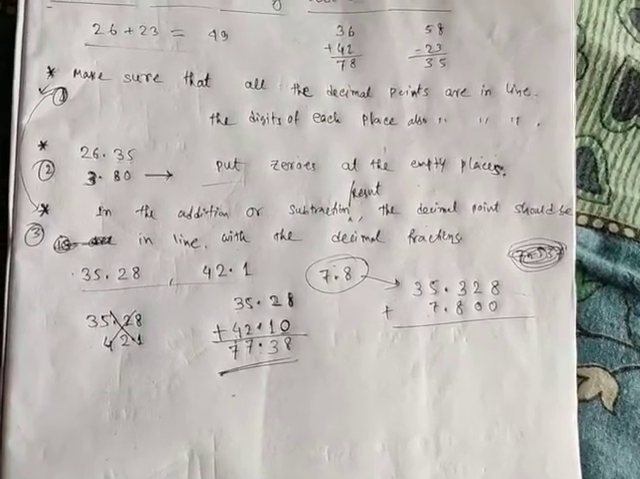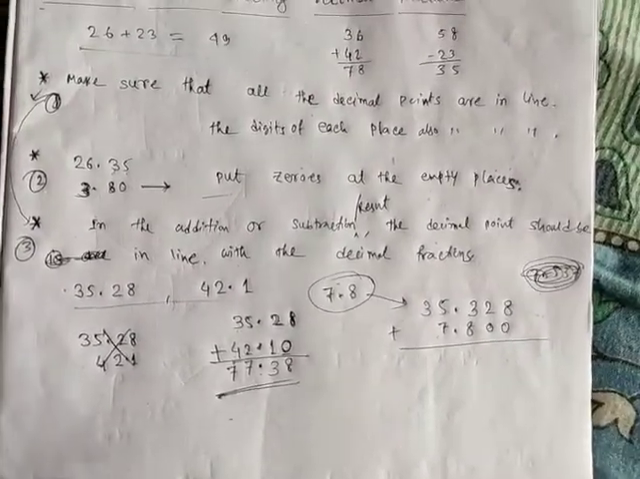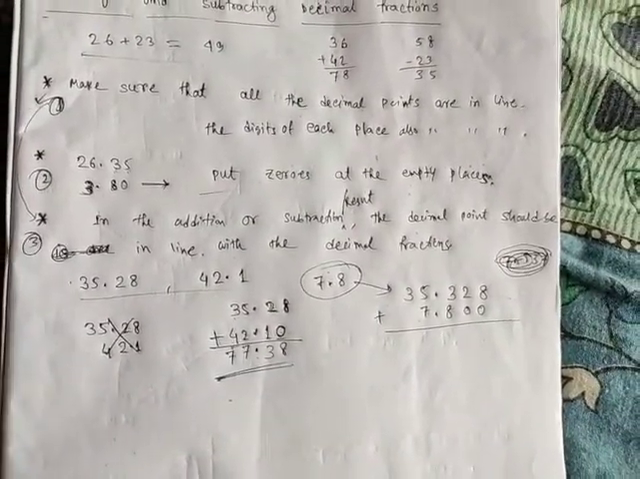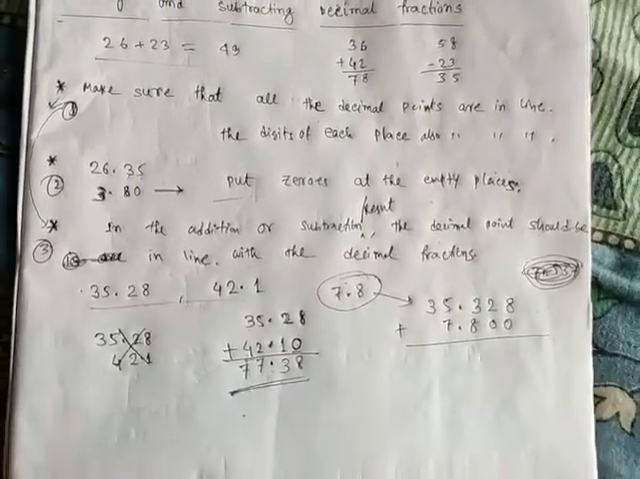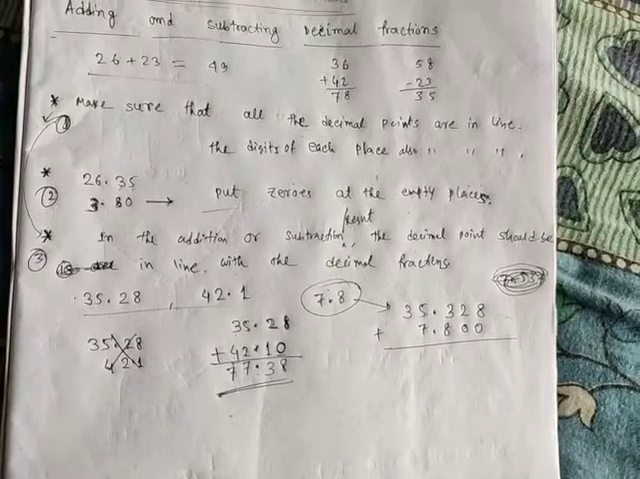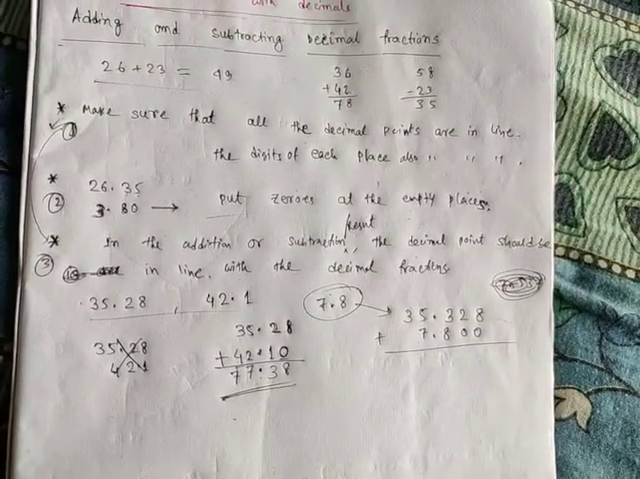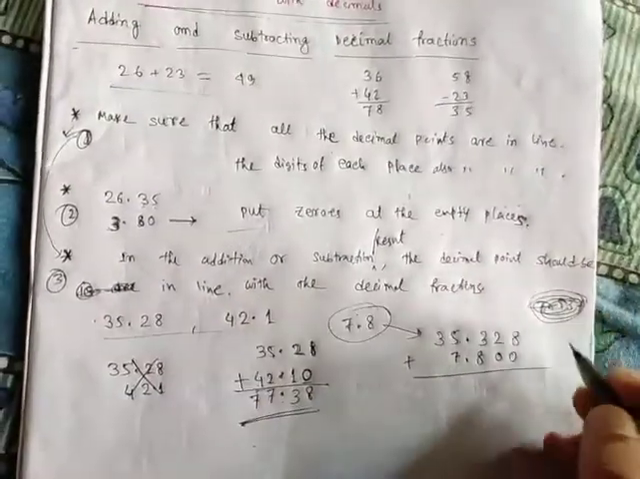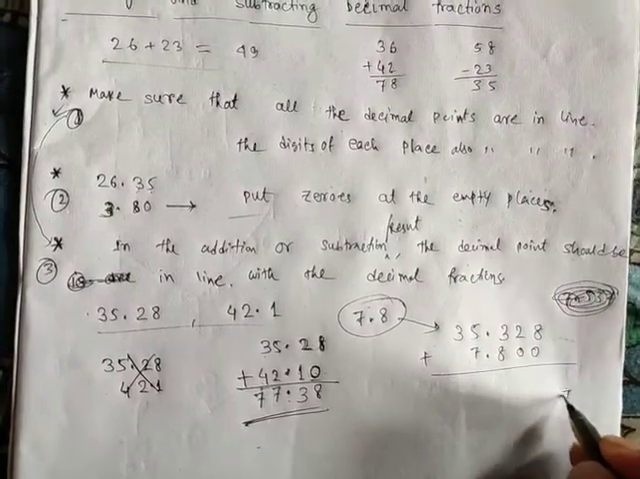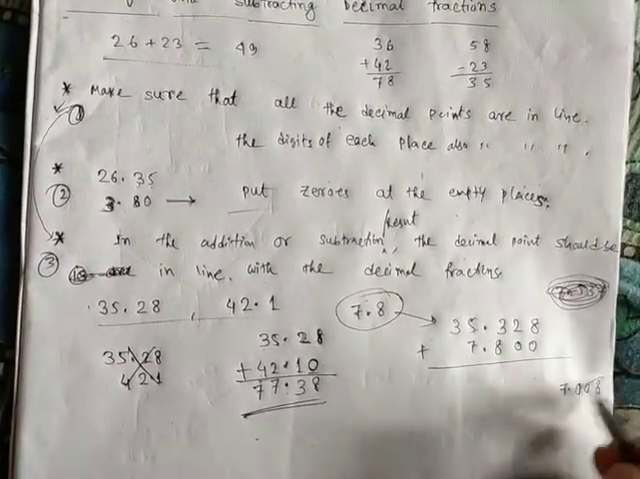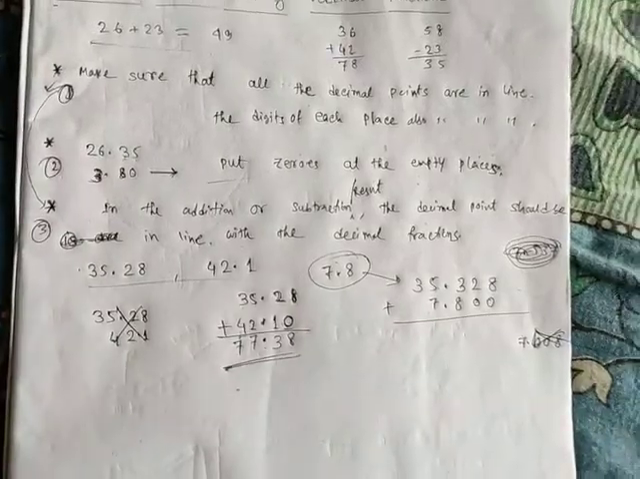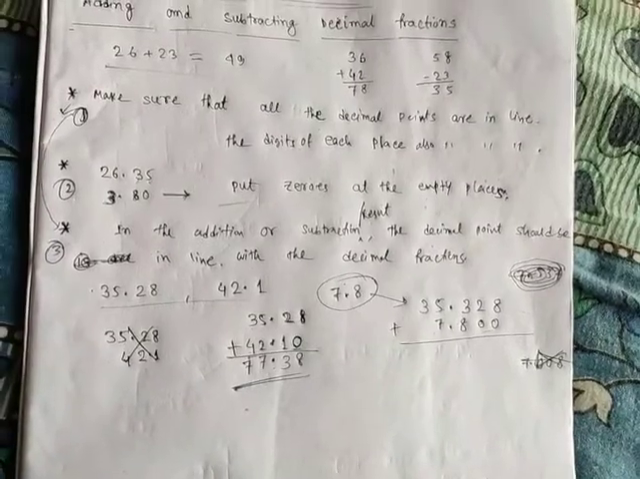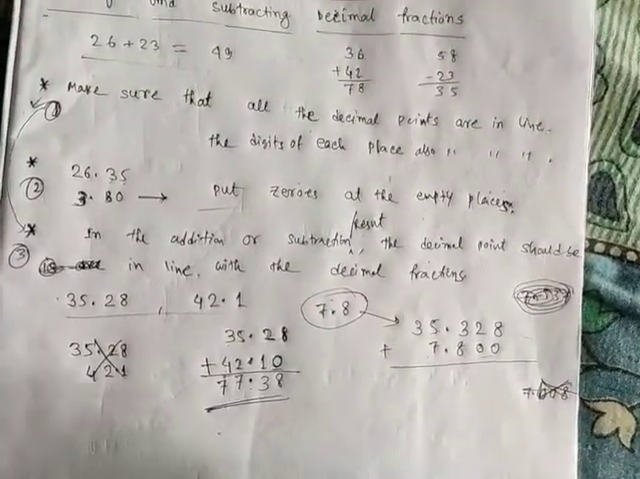Any number of zeros you can put, but be careful: the zeros should be at the end position of the decimal fraction, not in between the digit places, like the ones place, tenths place. Don't write it as 7.008. Don't write like that. You have to put the zeros at the end of the decimal fraction. Is it clear? Okay. Now do the addition.